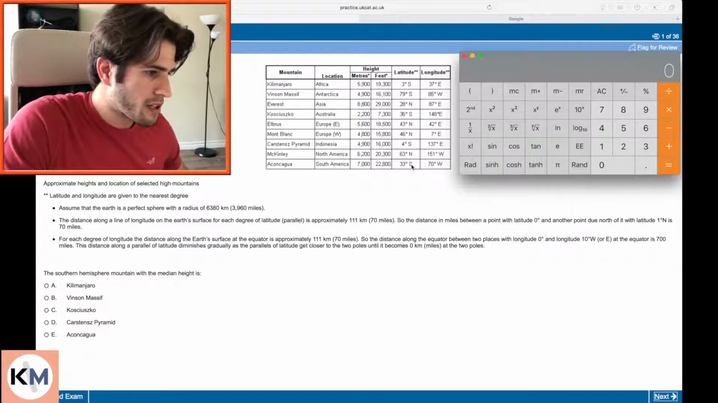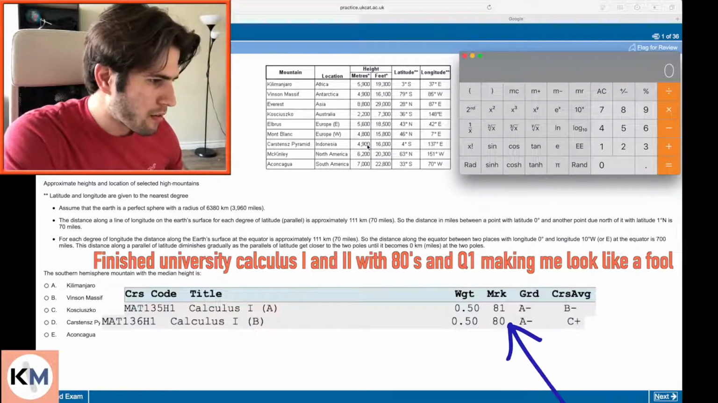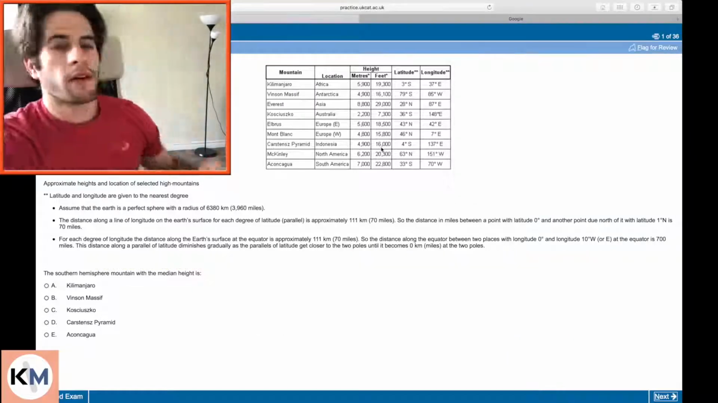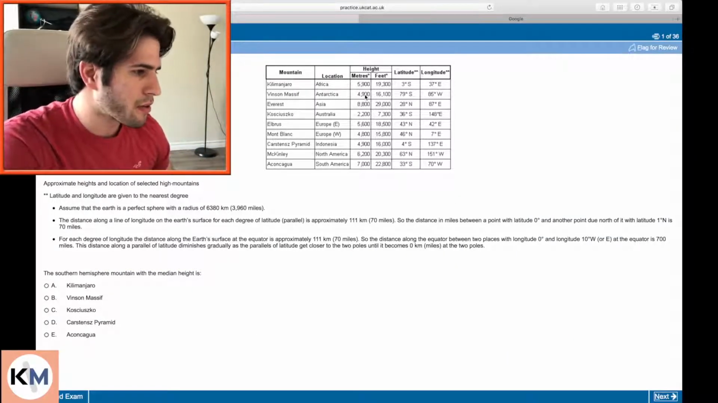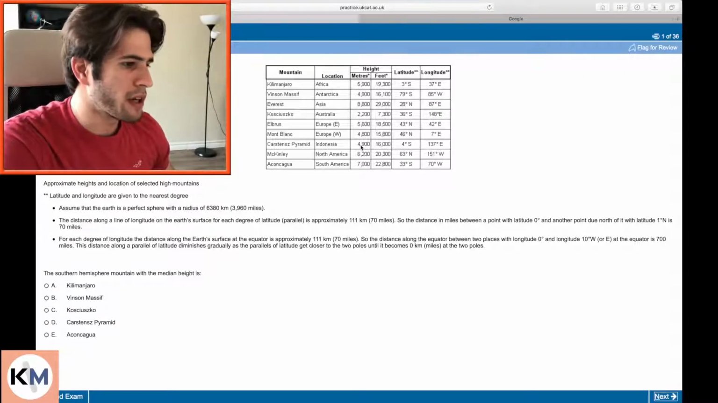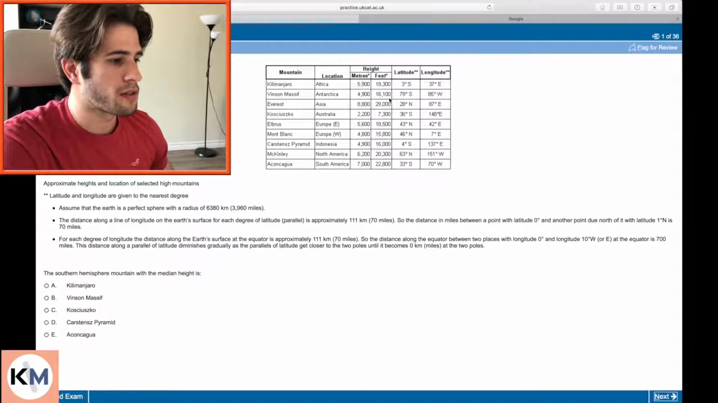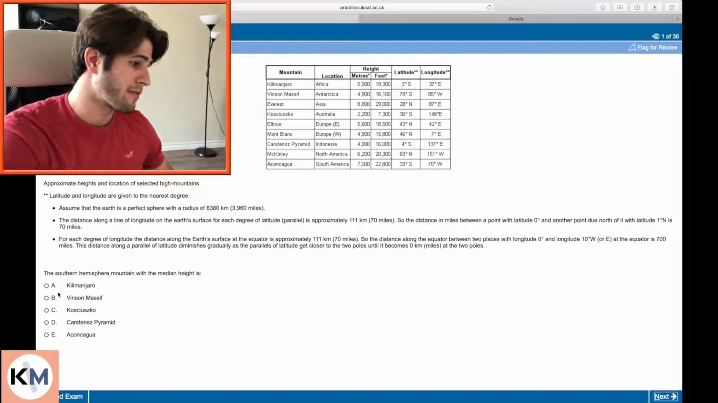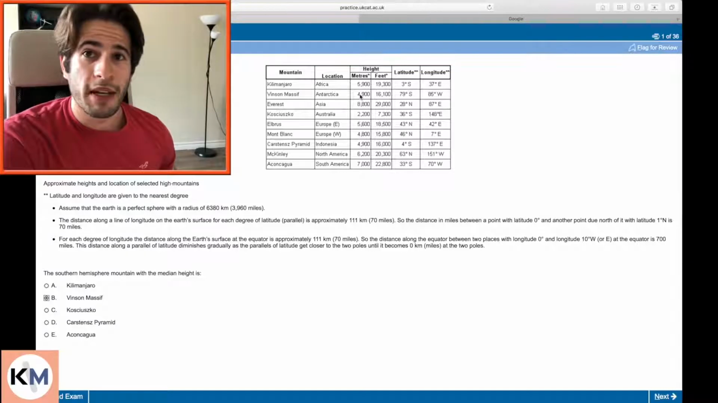So that means I must have missed something. Otherwise, this would be so much easier to determine. Okay, so this is very, very cheeky. In meters, both VM and CP read 4,900, but in feet, CP reads 16,000 and this reads 16,1. So Vinson Massif is actually higher. Wow, that was very cheeky. Did not like that, UCAT. I guess you really need to pay attention.